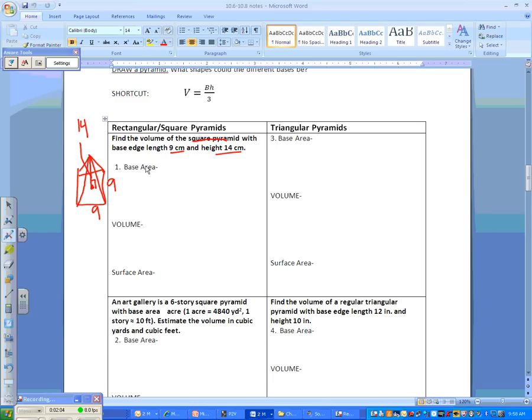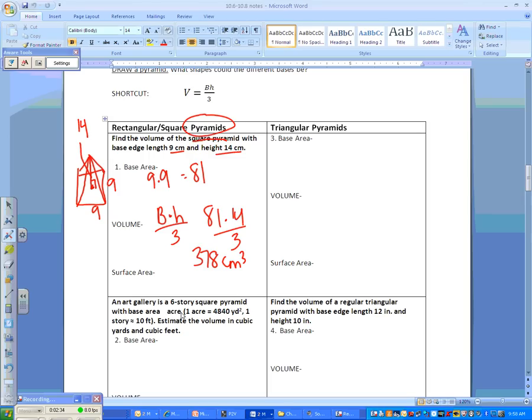So the first thing we're going to do is find the area of the base. Since it's a square, you just go base times height, and that's going to be 81. To find the volume, you're going to take the area of the base, multiply it by the height, and then divide it by 3, since we're talking about a pyramid. So 81 times the height, which is 14, divided by 3, and the volume of the pyramid is going to be 378 cubic centimeters. Remember, for a volume, we use a cube.